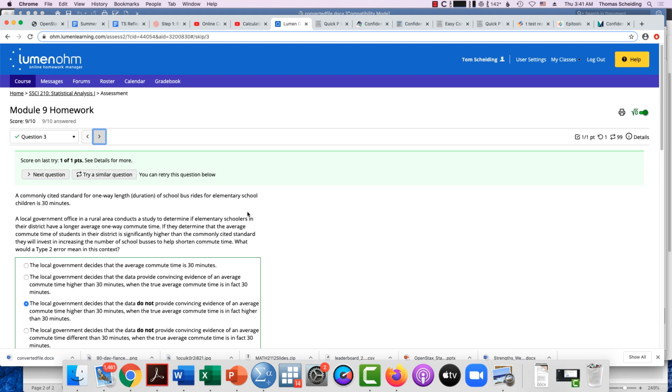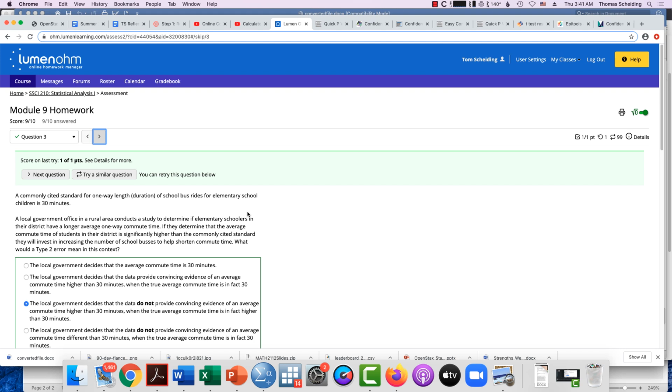Now for number 3, we got riding the school bus. I grew up on the mainland and I had to ride the bus to school. Mine was about 30 minutes, so I guess that's about true.